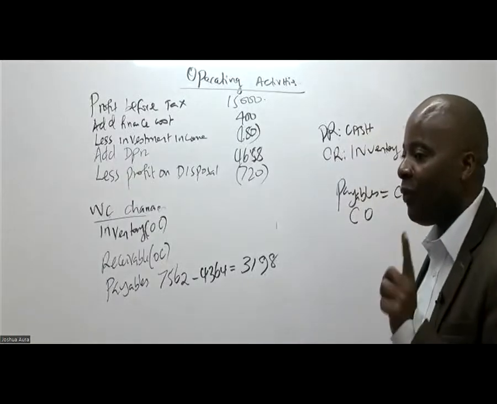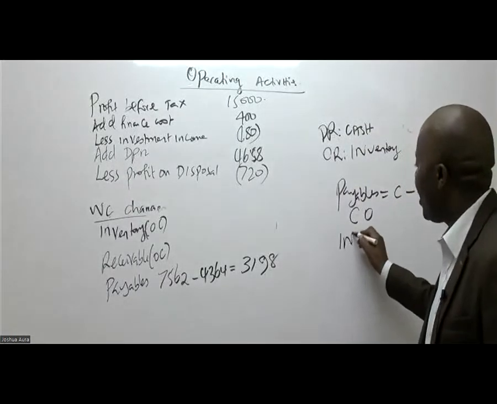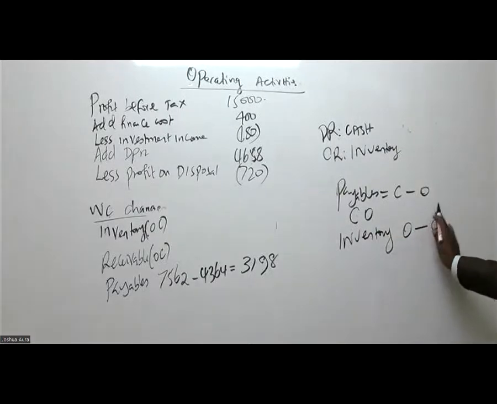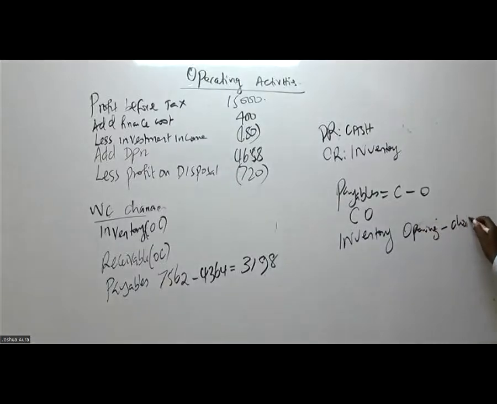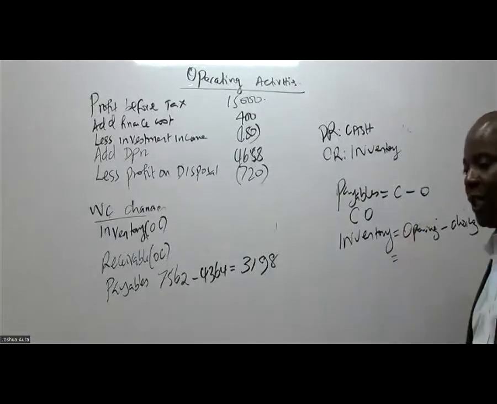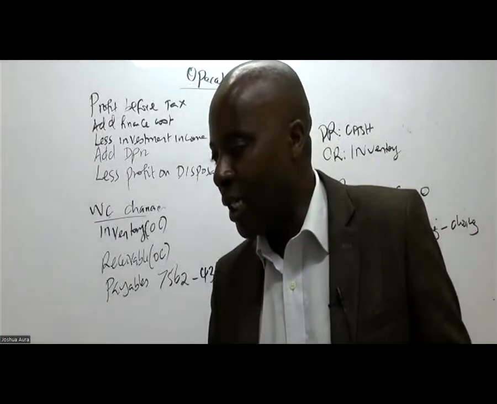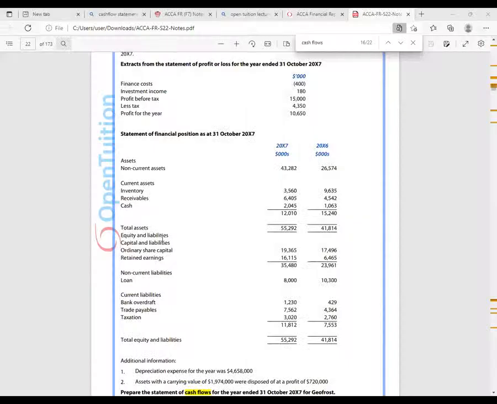So meaning that for inventory, I'm repeating this again, what should we do? It's opening minus closing. Perhaps you could write this in full. So could you kindly go to the inventory and give me the opening amount? Hey, you great students of mine, could you kindly go here and give me the opening amount of inventory?